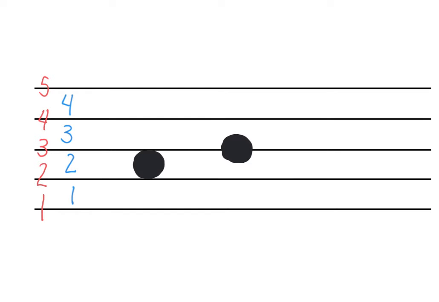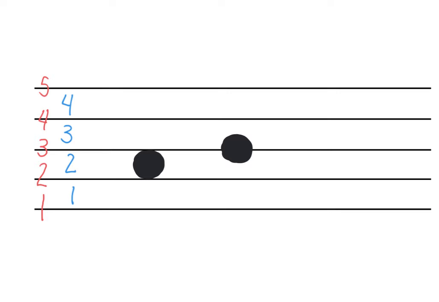When you look at the lines and spaces, you always start from the bottom and you count up like this. 1, 2, 3, 4, 5. Whenever you're looking at the spaces, you count 1, 2, 3, 4. Notes can either be inside the space or on the line.